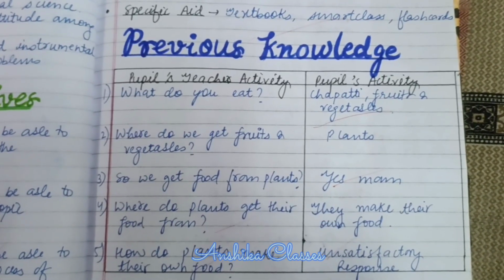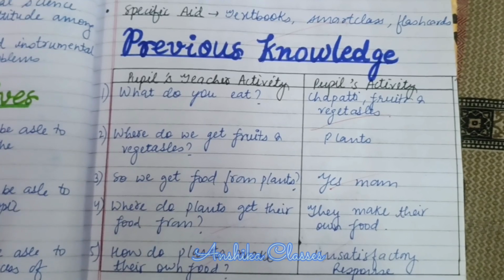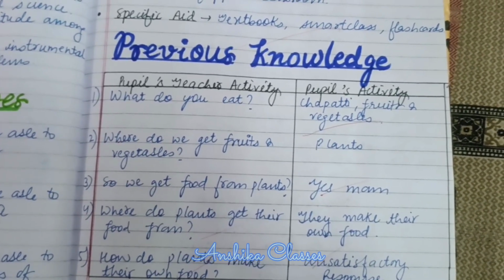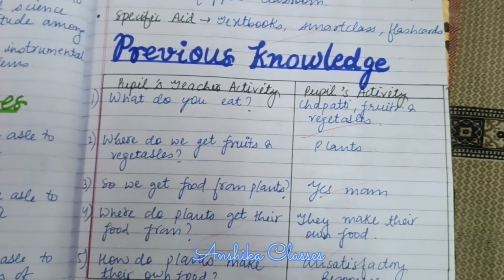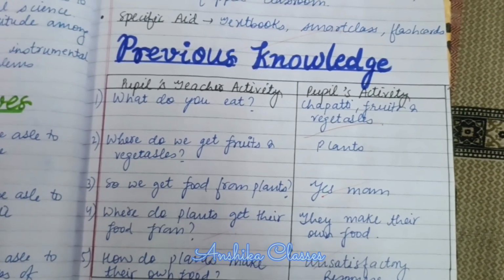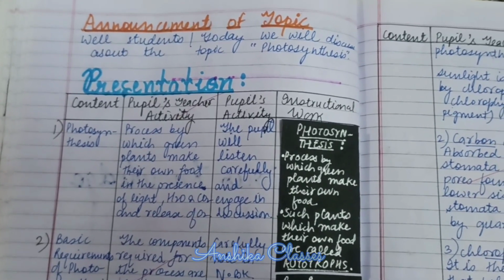Previous knowledge testing. The questions are: What do you eat? Chapati, fruits, vegetables. Where do we get fruits and vegetables? Plants. So we get food from plants. Yes, ma'am. Where do plants get their food from? They make their own food. How do plants make their own food? Well, students, today we'll study the topic photosynthesis.